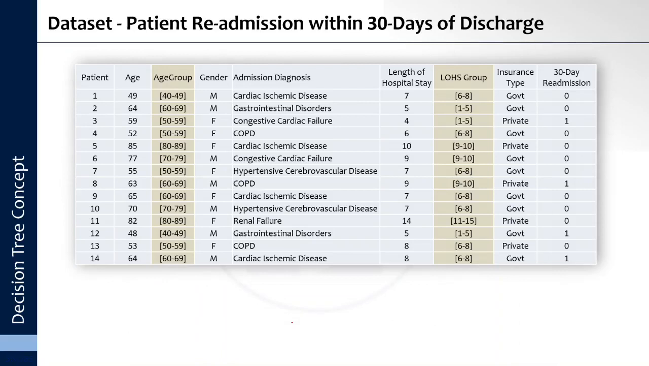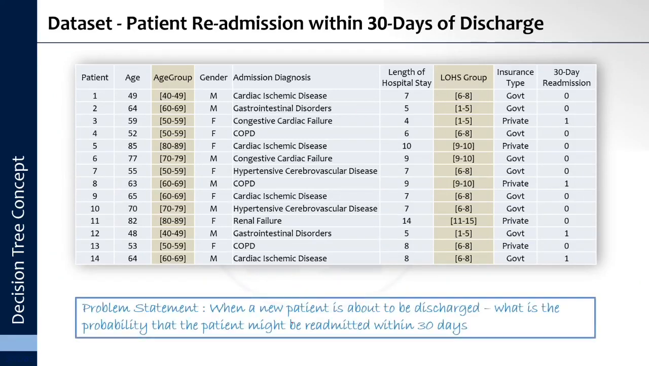After adding the two columns, the dataset looks like this. The model is developed with this dataset. Now comes the problem statement. If a new patient is about to be discharged, what is the probability that the patient might be readmitted within 30 days for the same complaint?